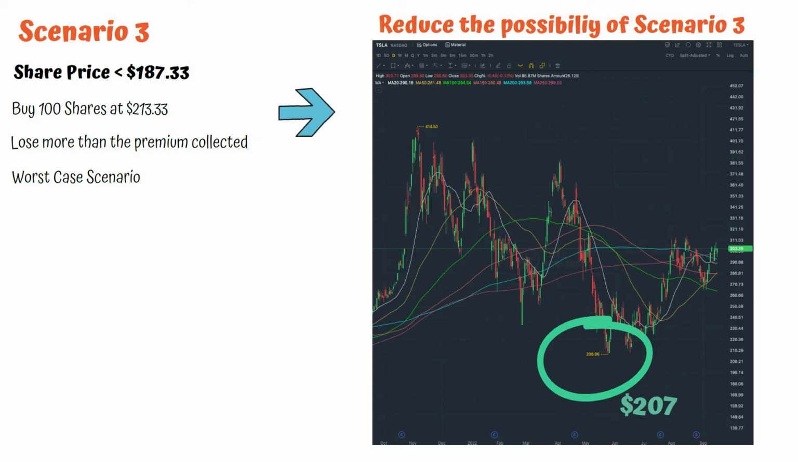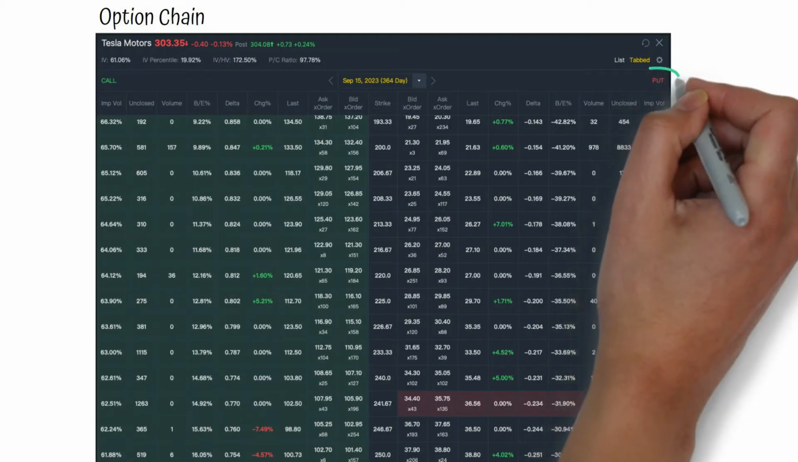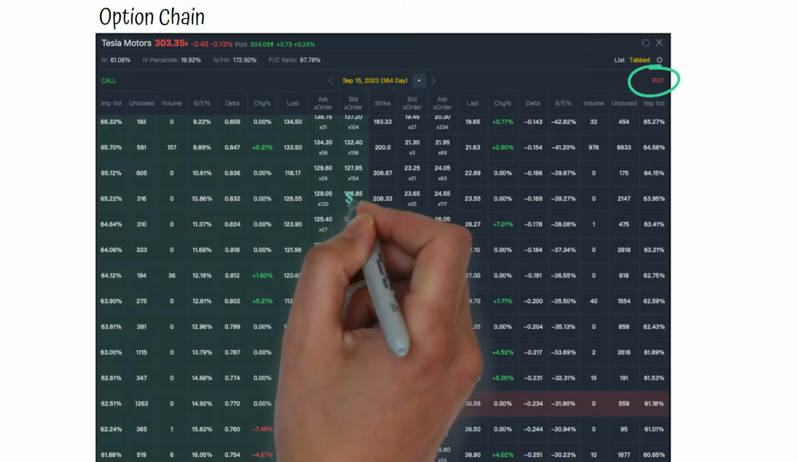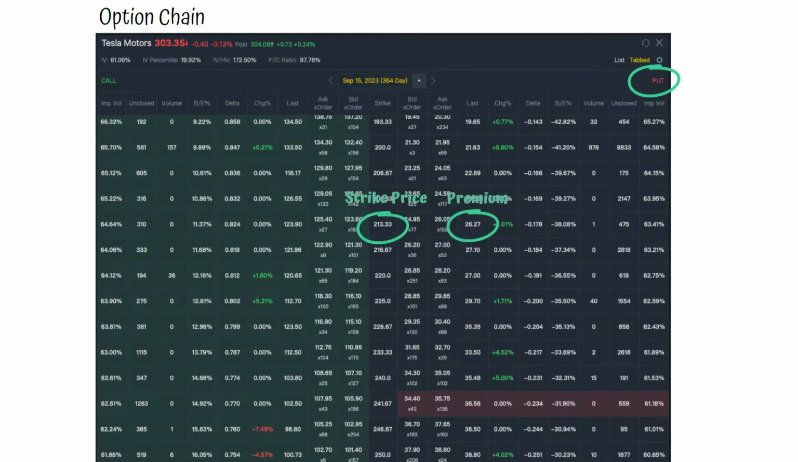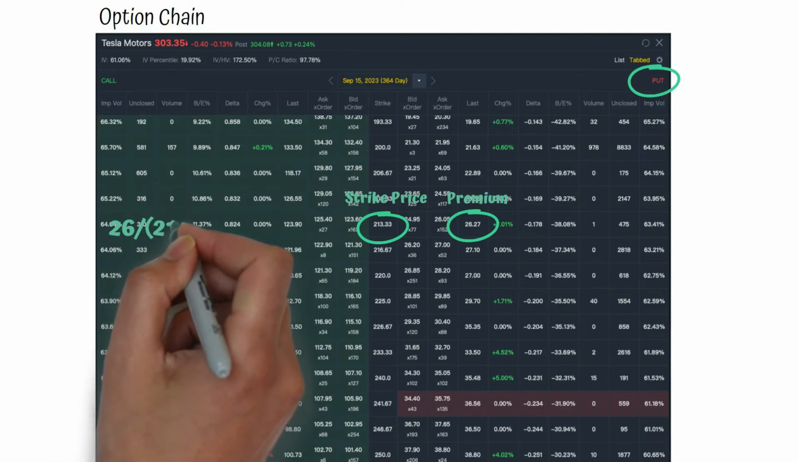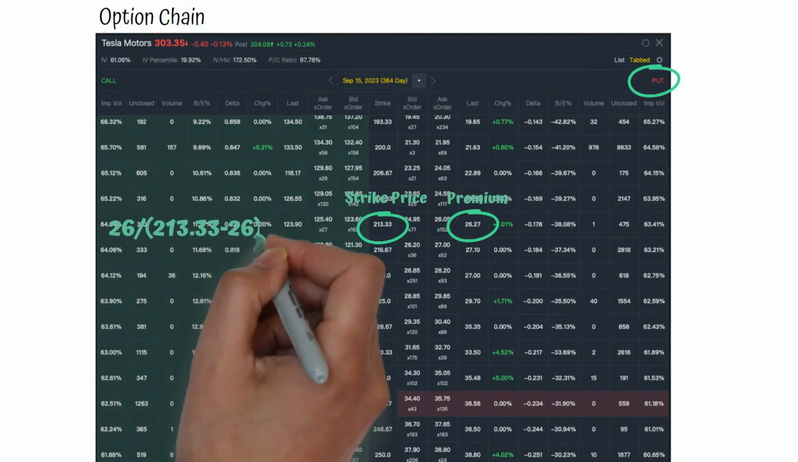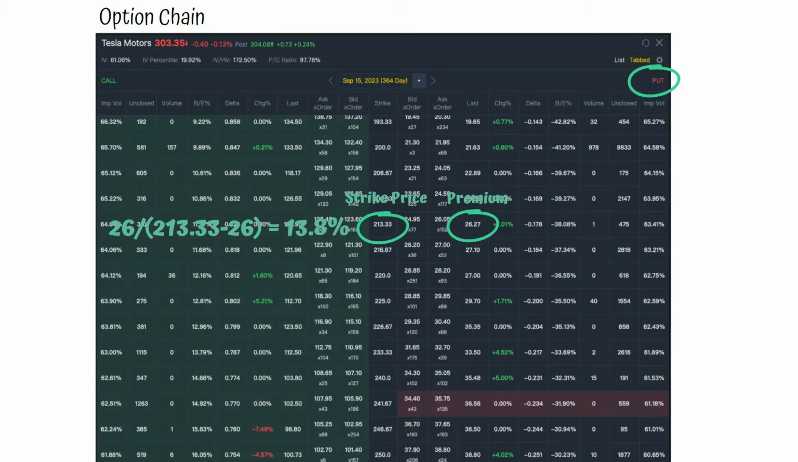So if we wish to be conservative, we can do a strike price closest to the lowest price, i.e., $213.33. As of this recording, this option can potentially give you a return of $26 divided by $213.33 minus $26, which gives you a return of 13.8% per annum. And you only start to lose money if the share price dips below the strike price minus the premium, which is $187.33. Another possible strike price we can consider is to aim for the strike price minus the premium at $207 if we believe that $207 offers strong support.